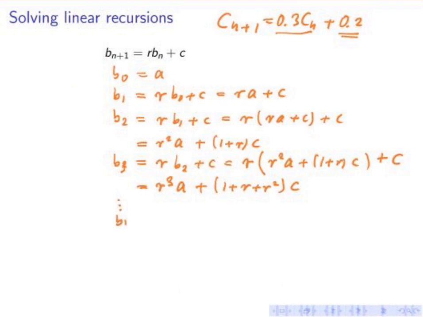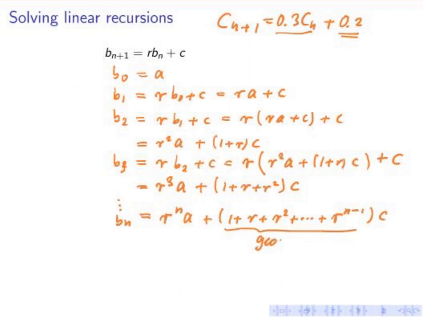So now if we go on and on and on, then we get r to the n times a plus (1 plus r square plus etc. plus r to the n minus 1) times c. And now we see a wonderful thing. So this here is a geometric series, right? It is r to the power of k, and we add it up to the number n minus 1. This is great.